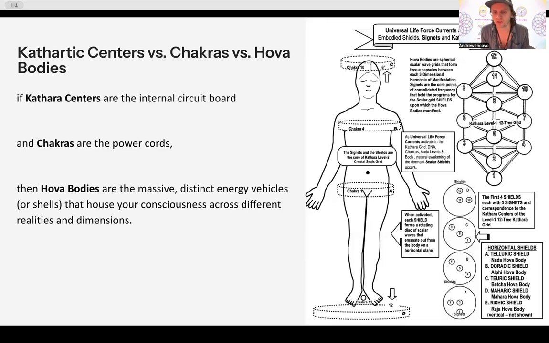As universal life force currents activate in the Cathar grid, DNA, chakras, auric levels, and the body, natural awakening of dormant scalar shields occurs. All right. So these shields drawn on the chart here, or technically the Hova bodies come from the shields, and the Hova body materializes from the shield. The first four shields, each with three signets corresponding to the Kathara centers of the levels 1 through 12 Kathara grid. Essentially, dimensions 1 through 3 from our 12D Templar grid, which is the top right of this picture, each three of those align to a different shield.